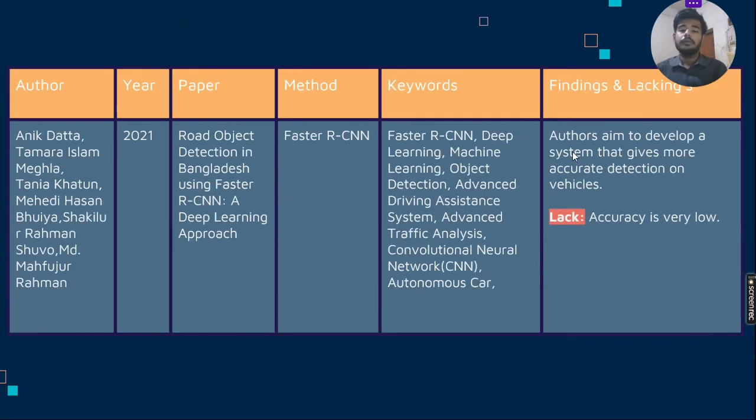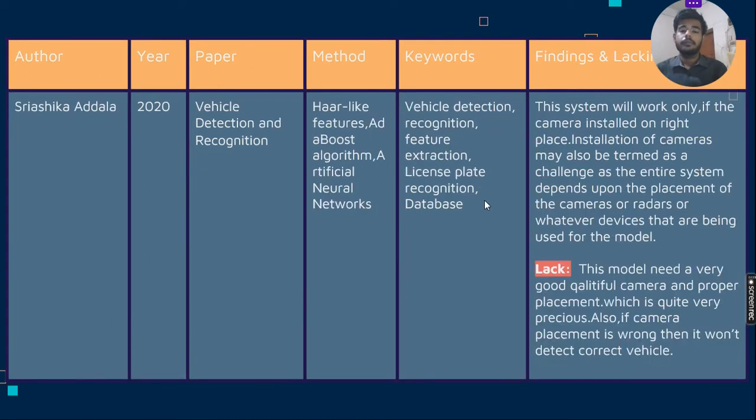In the next paper, the authors aim to develop a system that gives more accurate detection of vehicles. The lack is that accuracy is very low, and the method is Faster RCNN. In the next paper, the finding is that the system will work only if the camera is installed in the right place. Installation of cameras may also be challenging, as the entire system depends upon the placement of the camera or radars or whatever device is being used for the model.